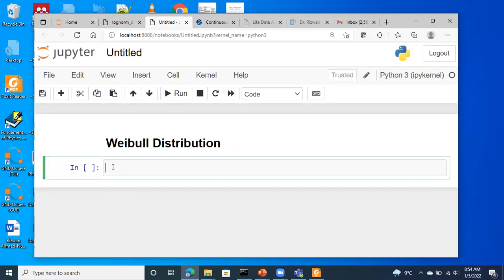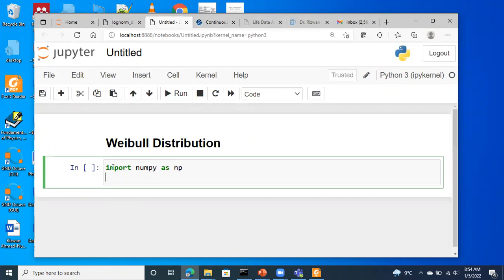Okay. So I import the library, import numpy, import matplotlib.pyplot as plt. I'm not going to call any function from SciPy. I'm going to write my own function.